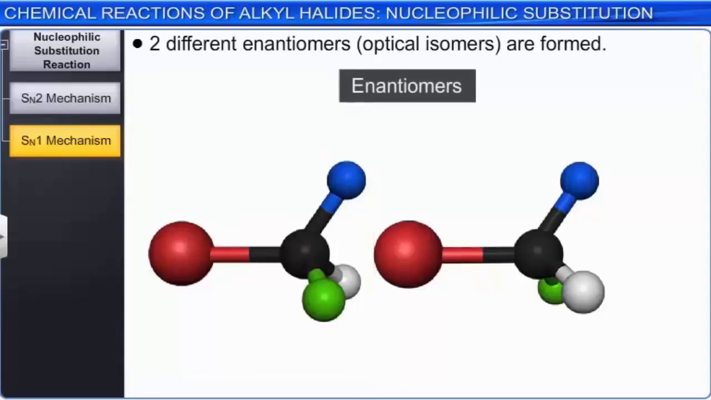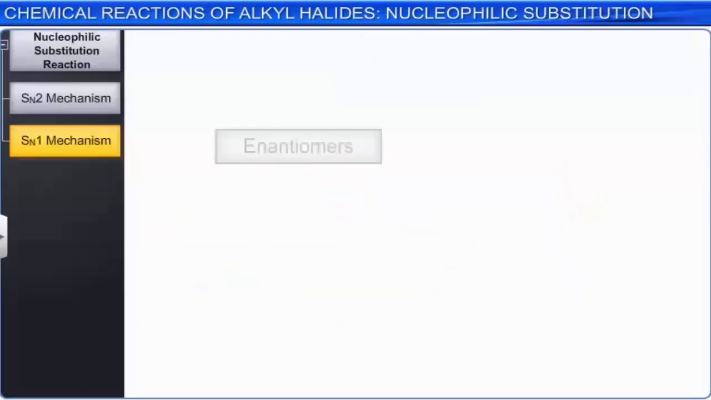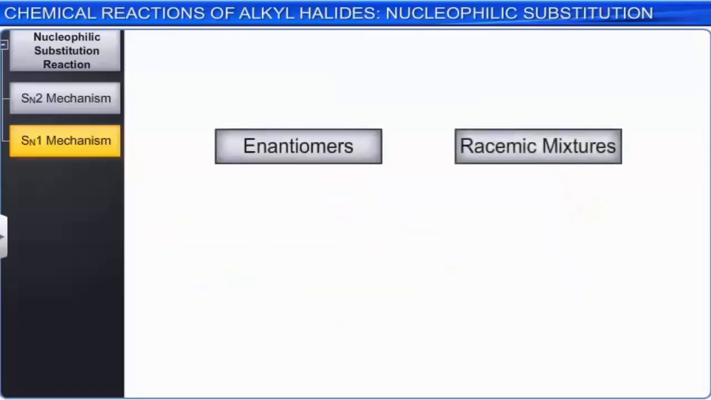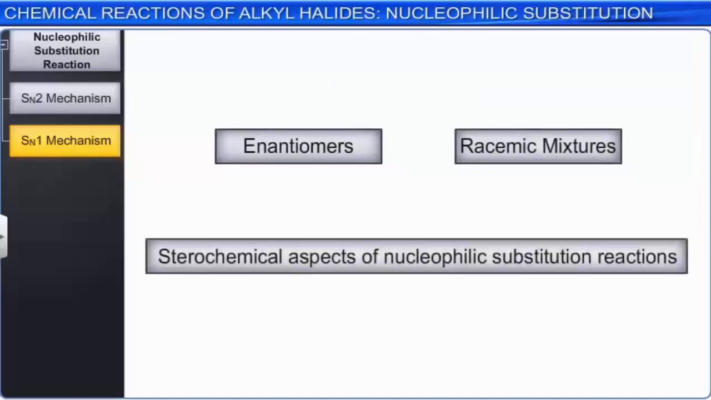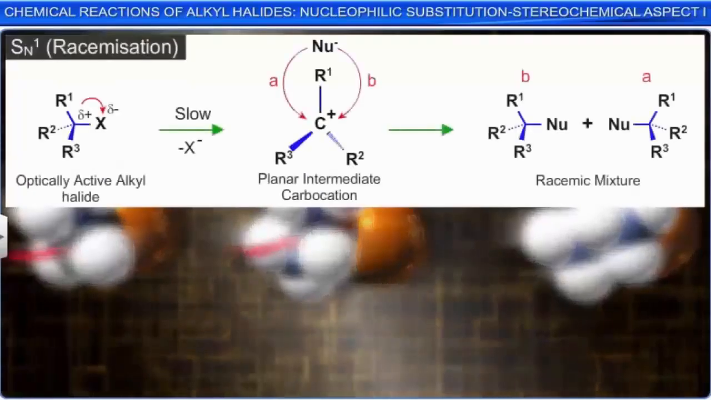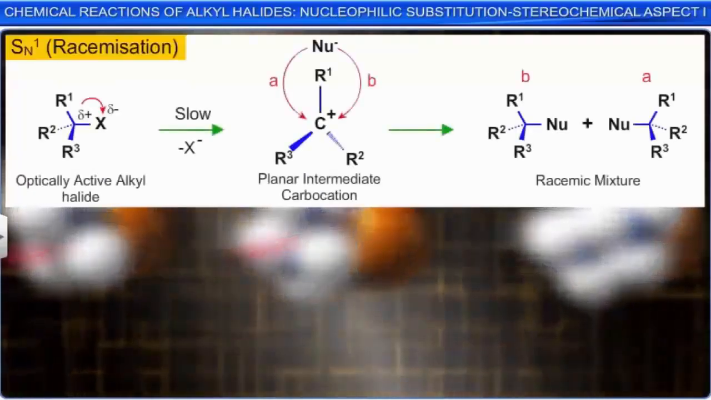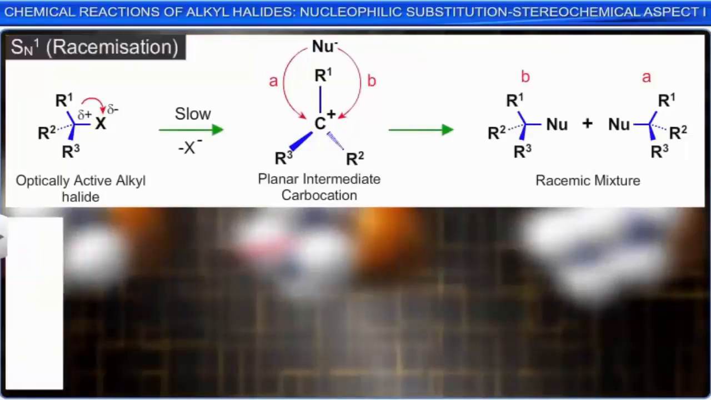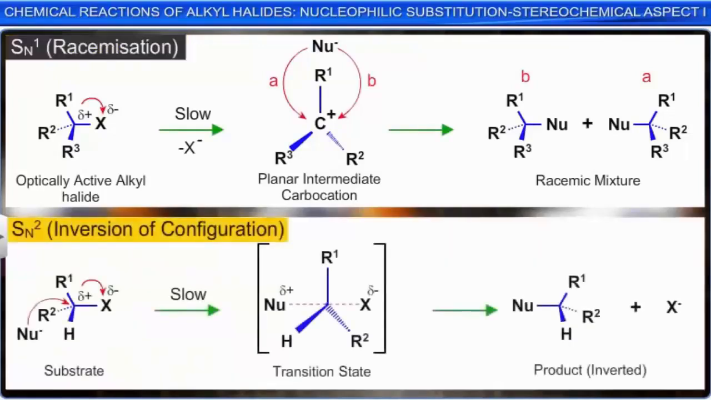In the SN1 mechanism, both enantiomers are equally likely to form. This is called racemization, and such 50-50 mixtures are called racemic mixtures. You will learn more about terms such as enantiomers and racemic mixtures, as well as about the stereochemical aspects of nucleophilic substitution reactions in the next module. You already know that an SN1 reaction proceeds with a complete racemization, while an SN2 reaction proceeds with a complete inversion.